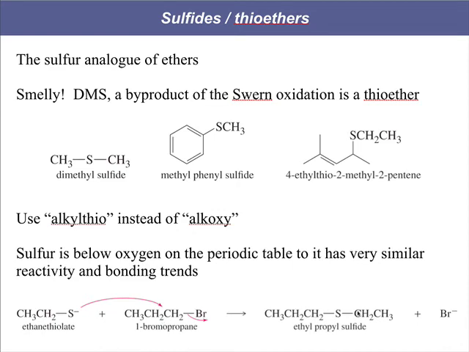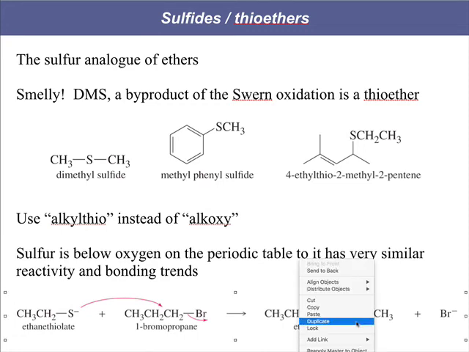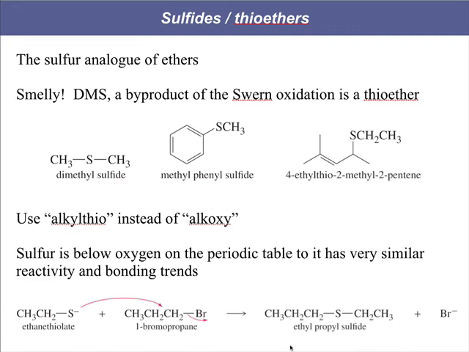In this case, we're making a thioether. So you could call that ethyl propyl sulfide. Again, here they're putting alphabetical ethyl before propyl. You could put propyl before ethyl because it's more complicated, a more complex substituent than ethyl. And then sulfide instead of ether, ethyl propyl sulfide. Made the same way, it's just the sulfur analog of the Williamson ether synthesis.